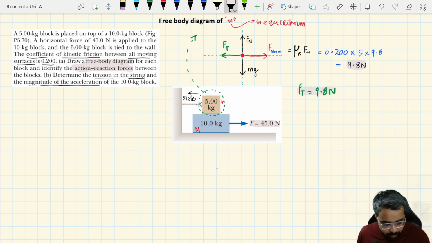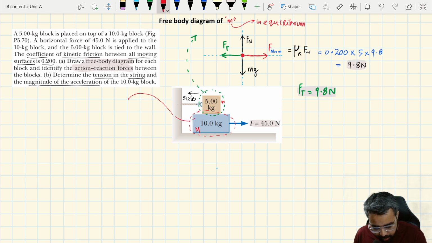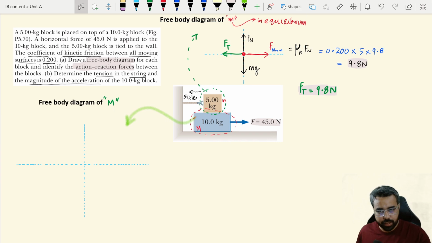Very easy. Now let's find out the acceleration in the lower block. And its free body diagram is very interesting because you will see a lot of forces exerted on the lower block. So this is our system in this case if we are drawing its free body diagram. Now let's discuss the free body diagram of the larger mass.